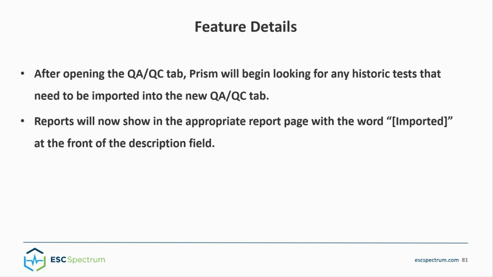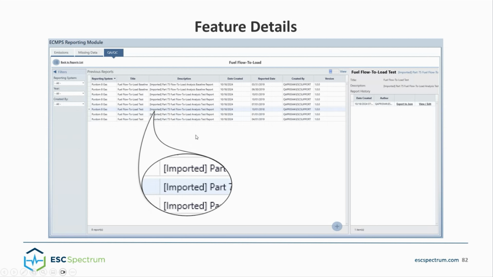Opening the QA/QC tab with any of these historic tests, they will begin to import into the QA/QC tab. They should appear in the appropriate report page, and they will have the imported tag in the front of their description. So here's an example of that happening in fuel flow to load. These are all historic tests that were loaded into this page, and they have the imported tag in their description.